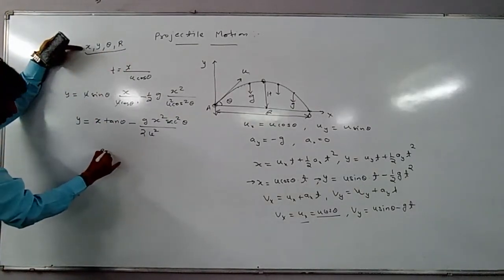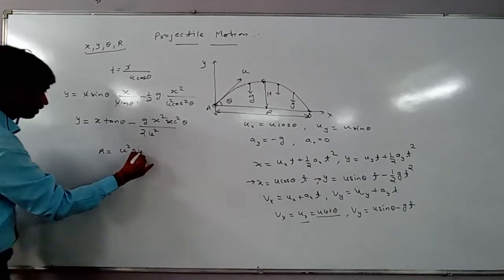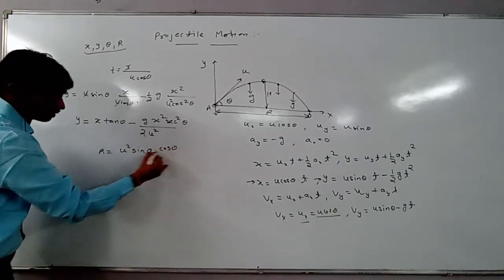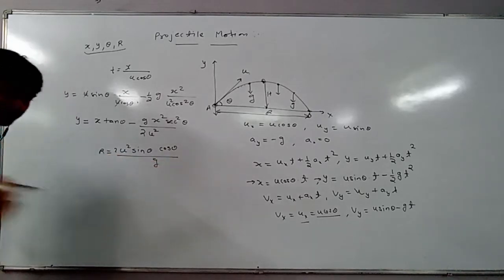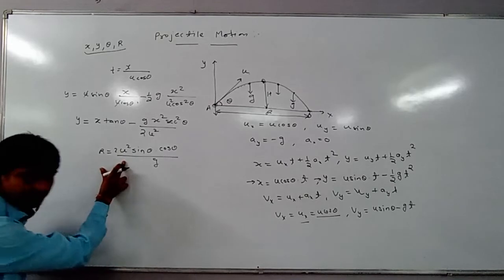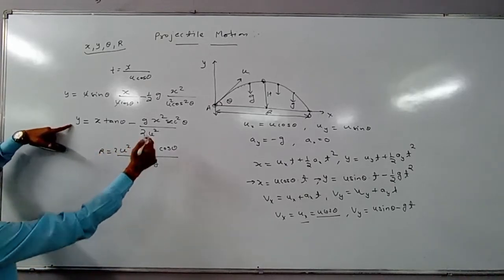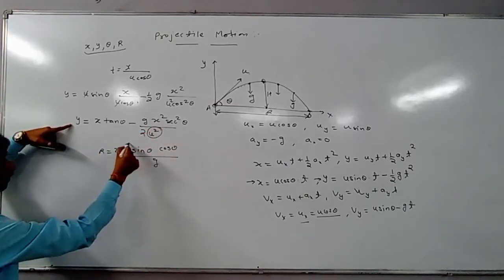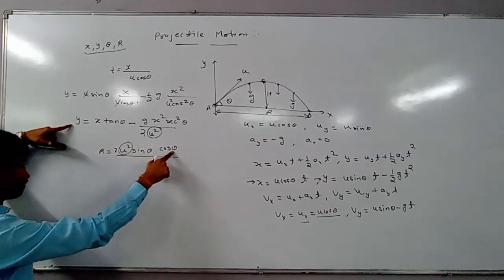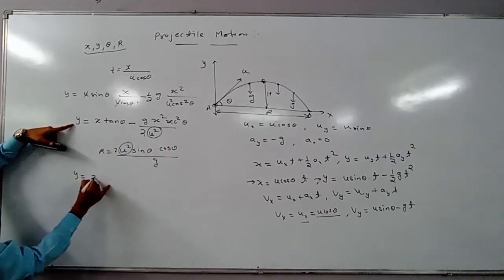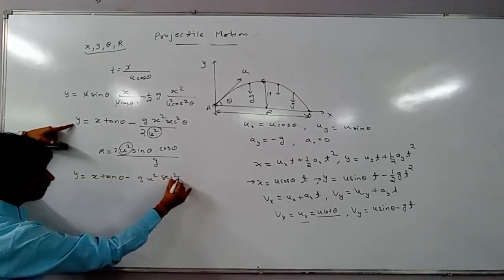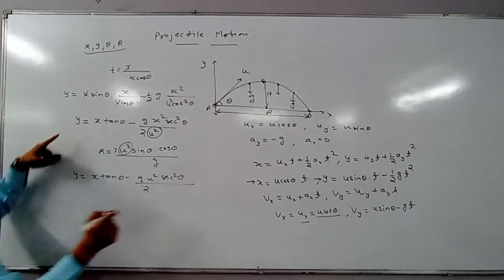So what was our u square sin theta cos theta divided by g, right? Just before, we have already found the value of R. Now try to eliminate the value of u square. What will we do? u square is gR upon 2 sin theta cos theta. Put it here in y is equal to x tan theta minus g x square sec square theta divided by 2.